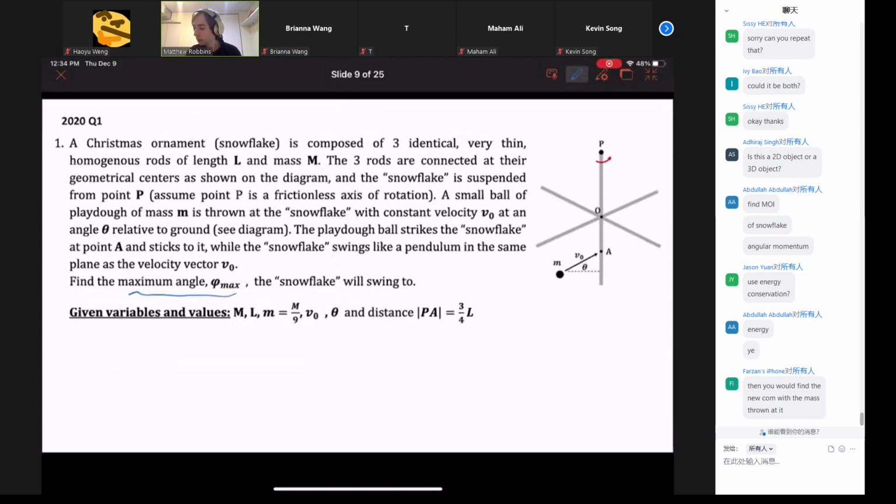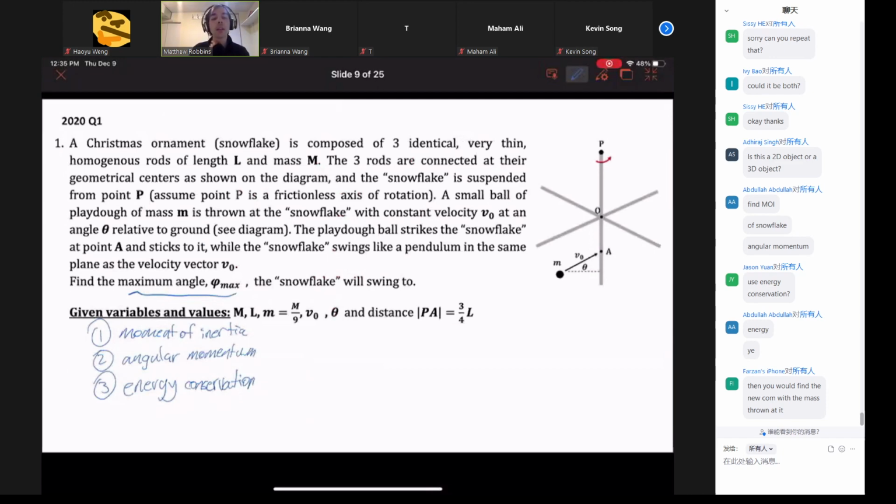So I'll write down my steps. First step, moment of inertia. Second step, angular momentum. Third step, energy conservation.